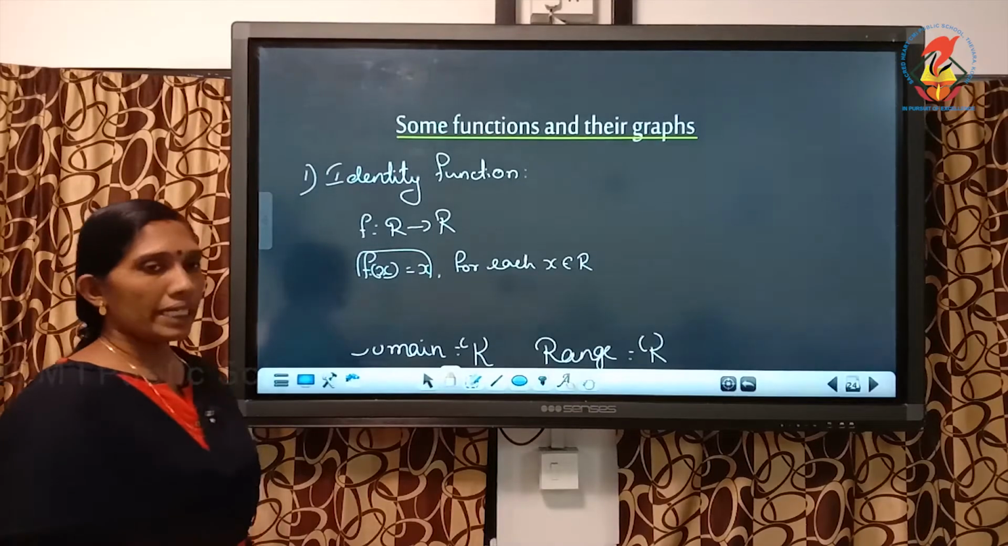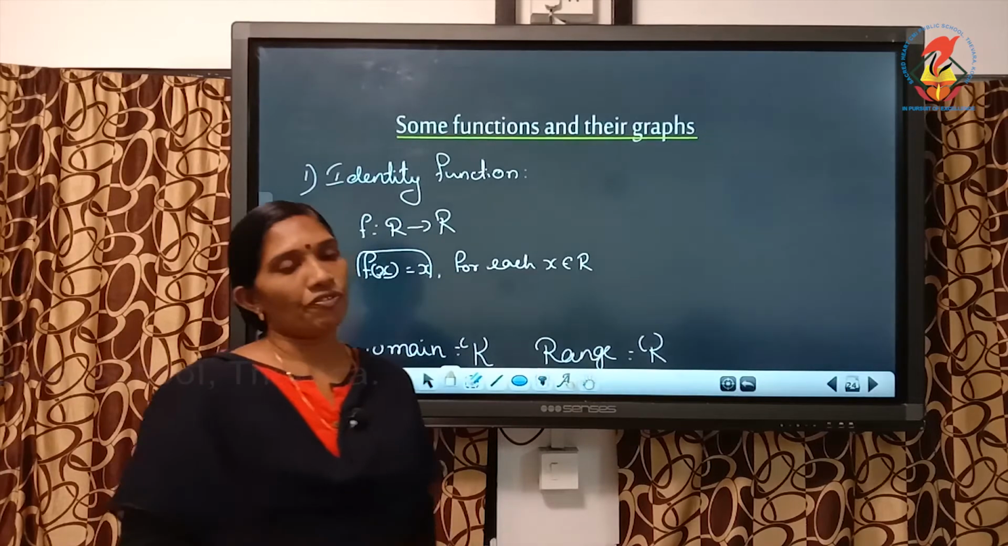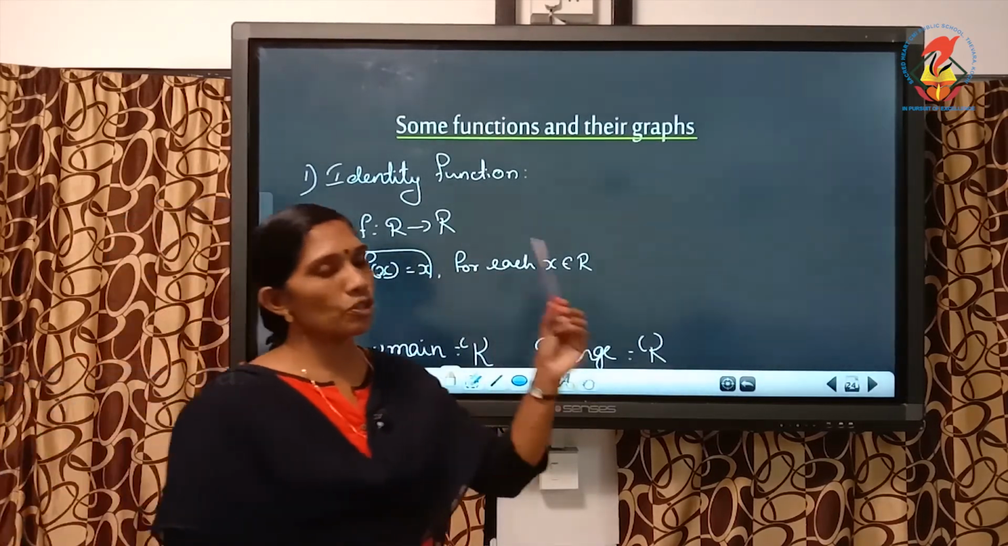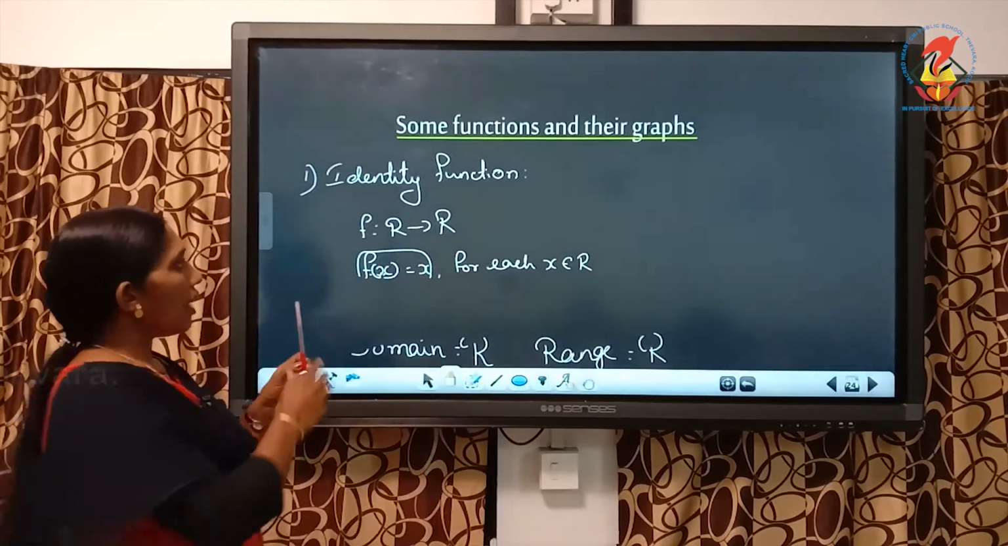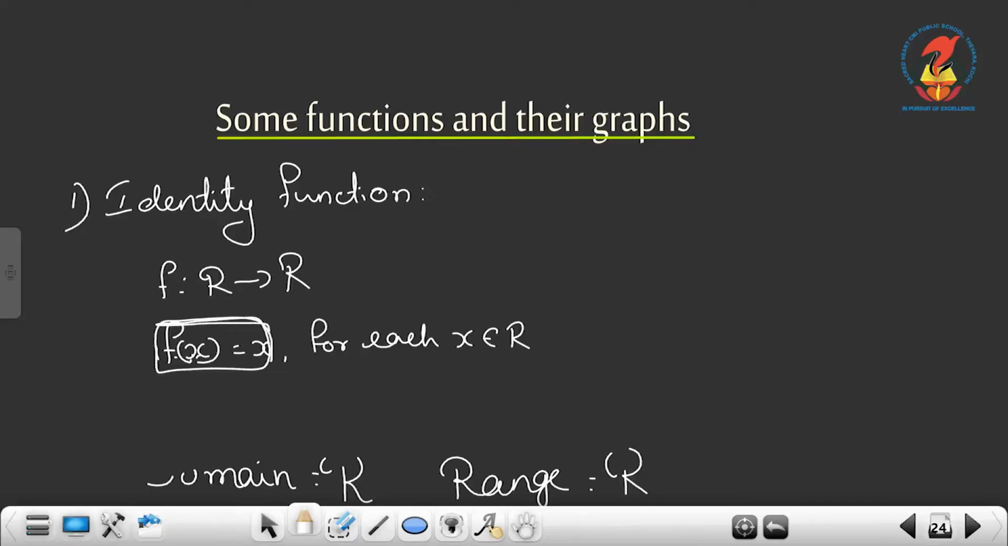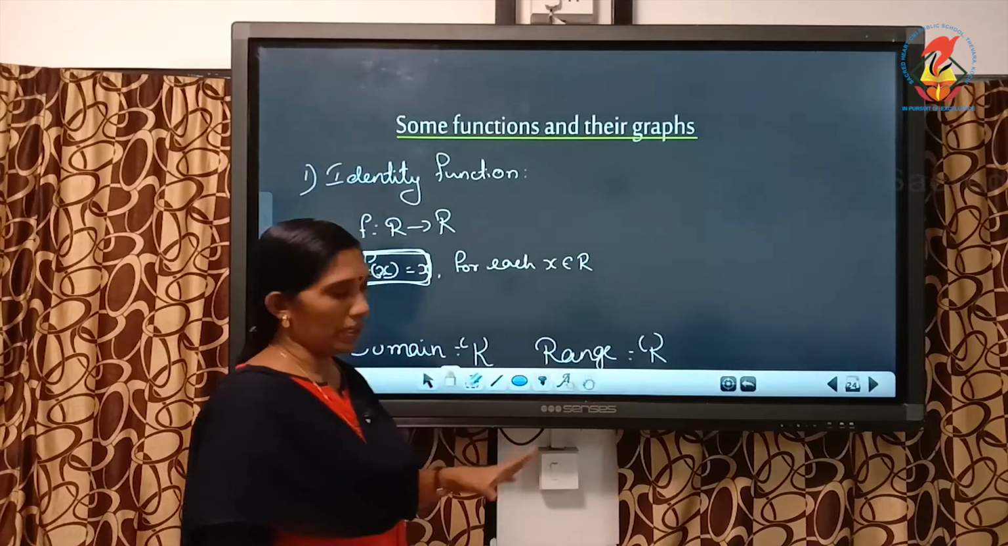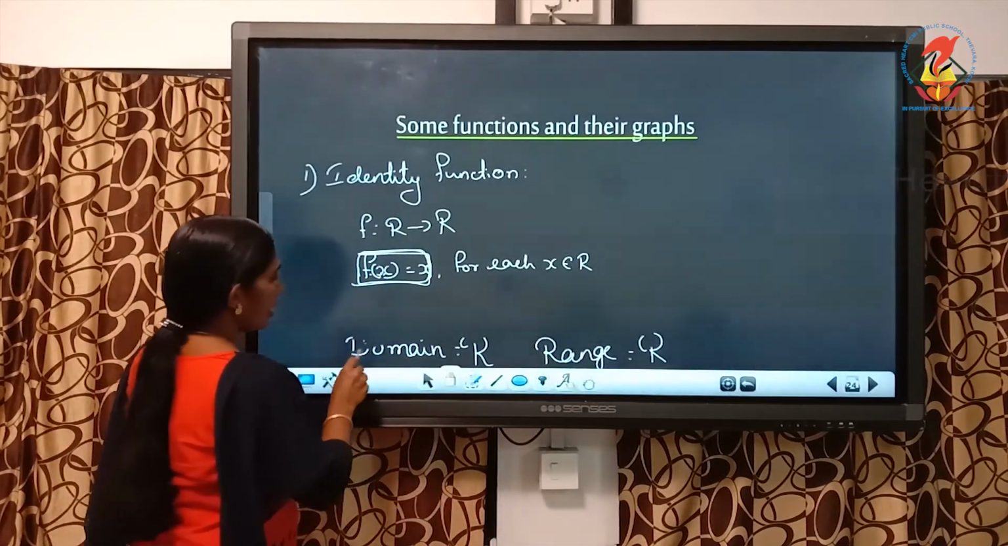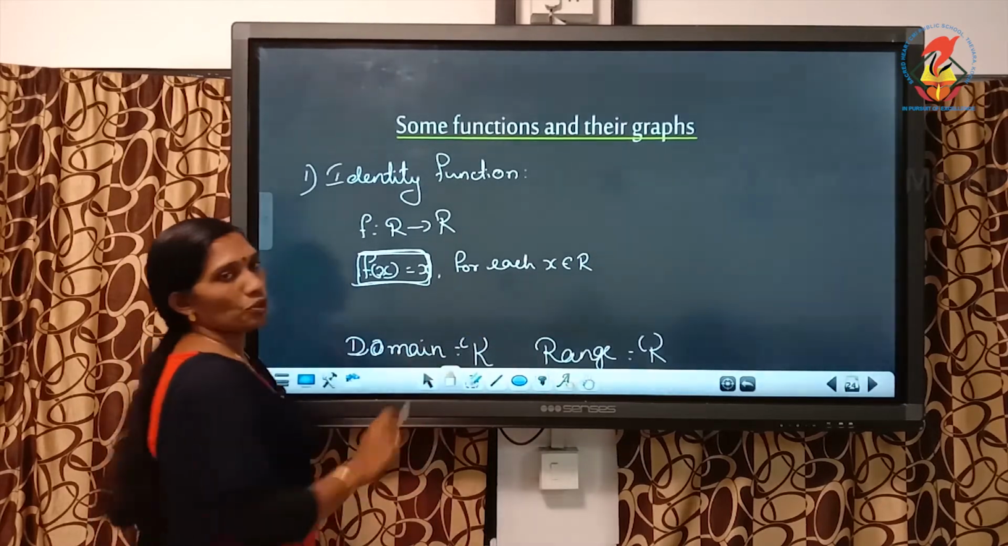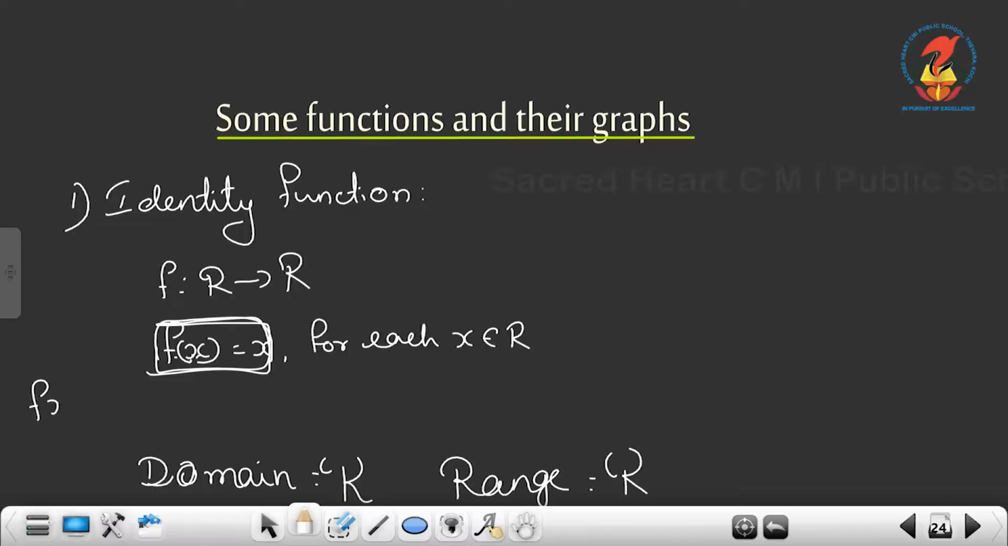So what do you mean by identity function? It's a function from R to R, set of real numbers to set of real numbers, such that f of x is equal to x for each x belongs to R, that means x is a real number. So the domain of this function is R, range also R. This f of x you can denote as y, no problem. Usually for an ordered pair we represent it as (x, y). So this f of x you can denote as y.